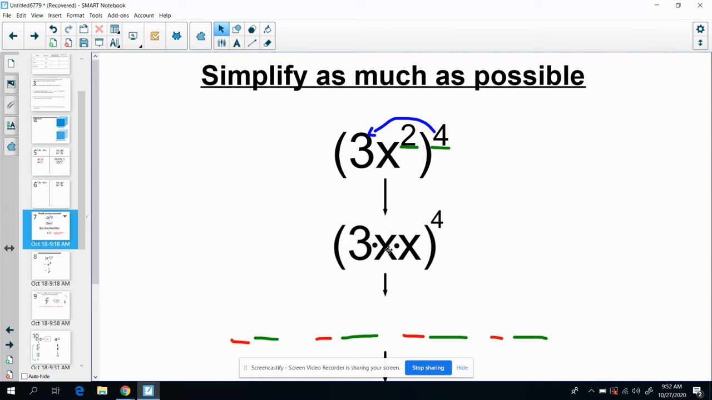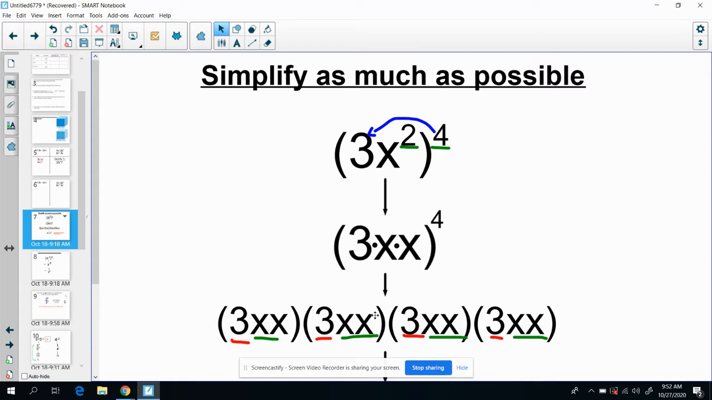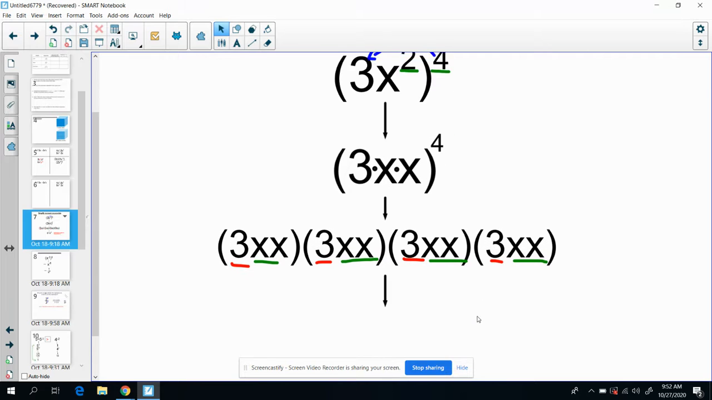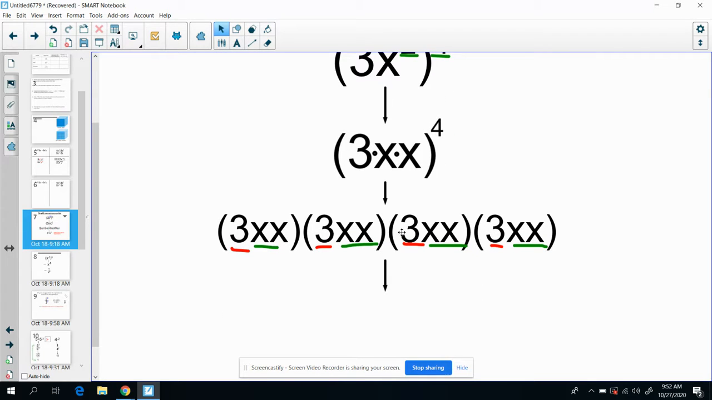All right. Here we see expanded form, so there are 2 x's on the inside, right? And there are 4 sets of these, right? So coefficients you just treat as regular. You're going to multiply all those 3's, right? And then you can count how many x's are there. So 3 to the 4th is 81, and we have 8 x's, so that's x to the 8.